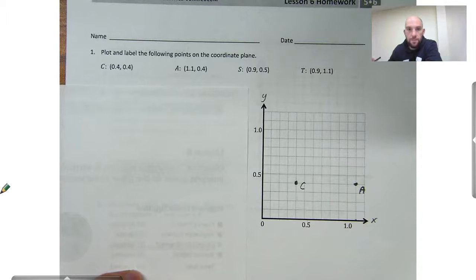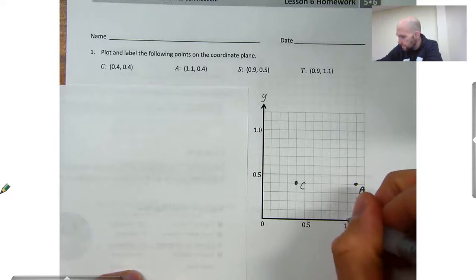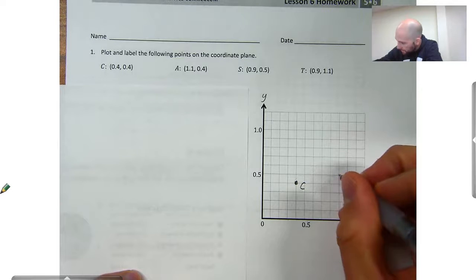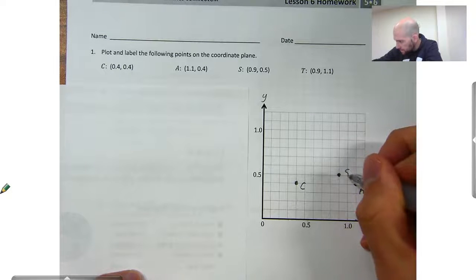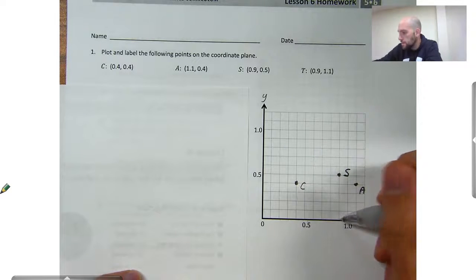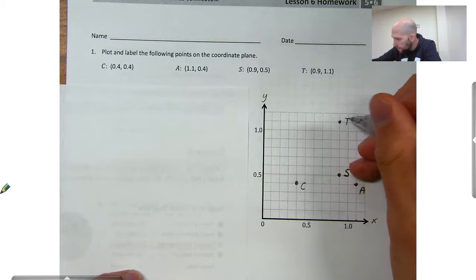Next we have point S, which is going to be 0.9 and 0.5. So we have 0.9, which is right before 1, and 0.5 right here, which is labeled. This is going to be point S. And then T is also 0.9, but it's going to be all the way up here at 1.1. That'll give us point T right here.